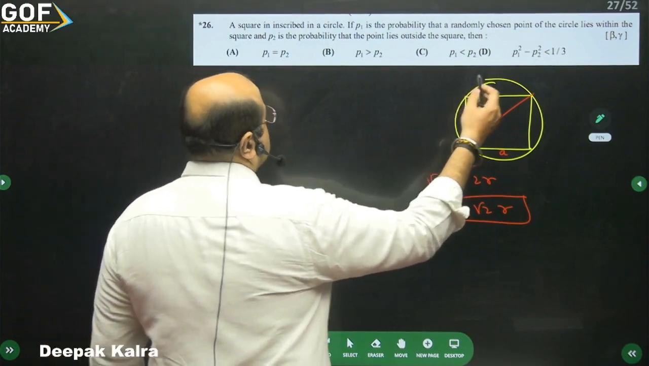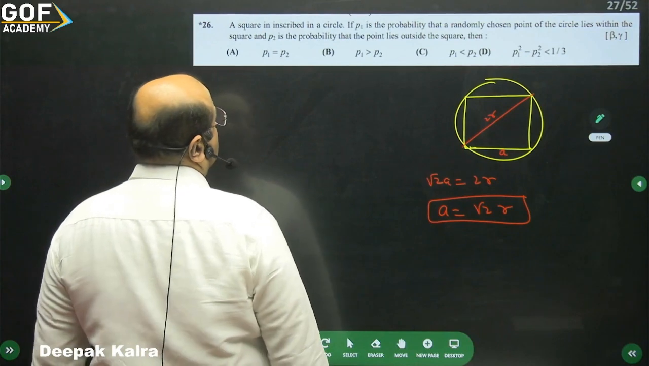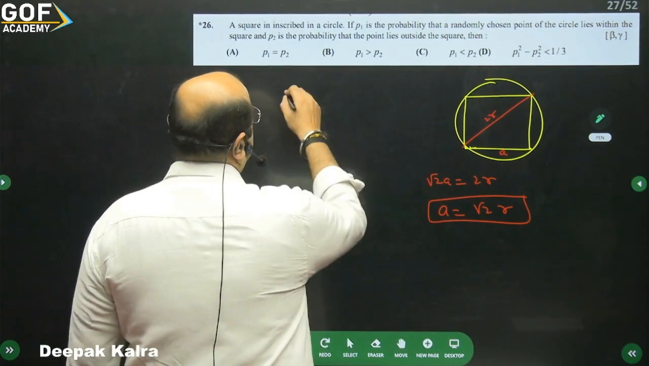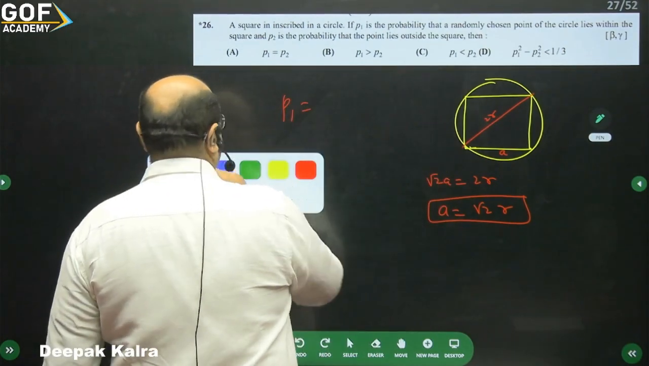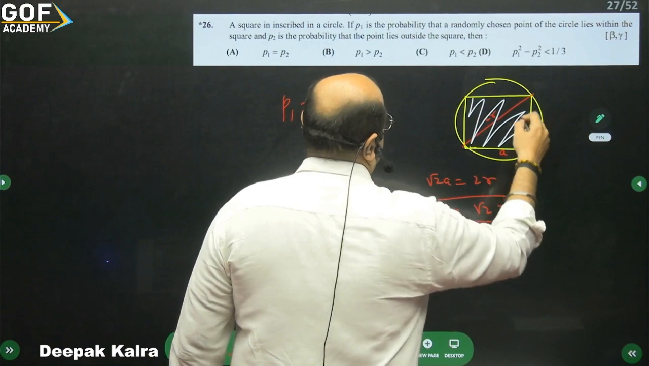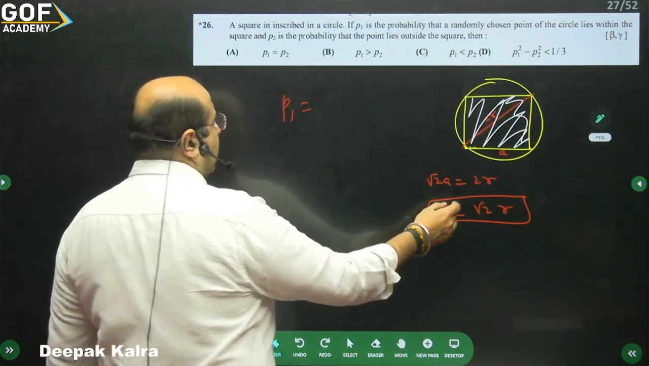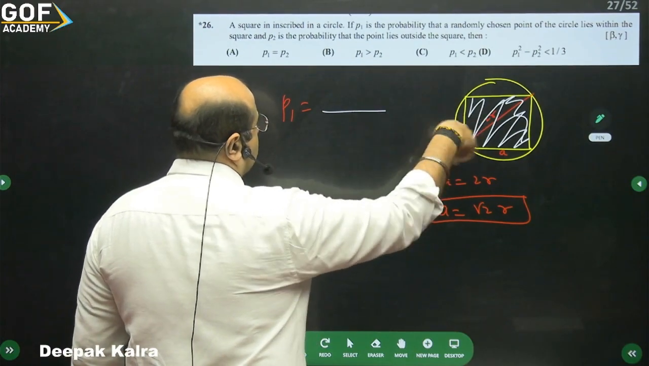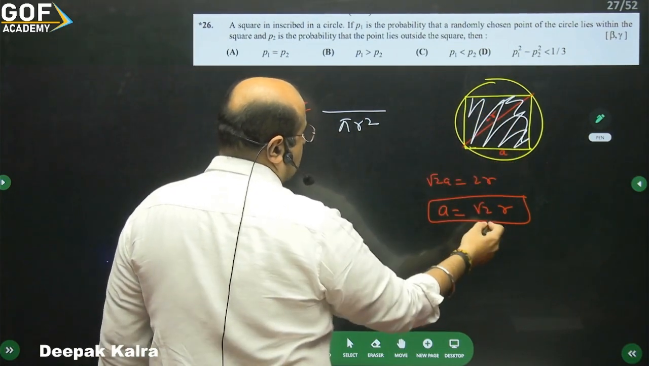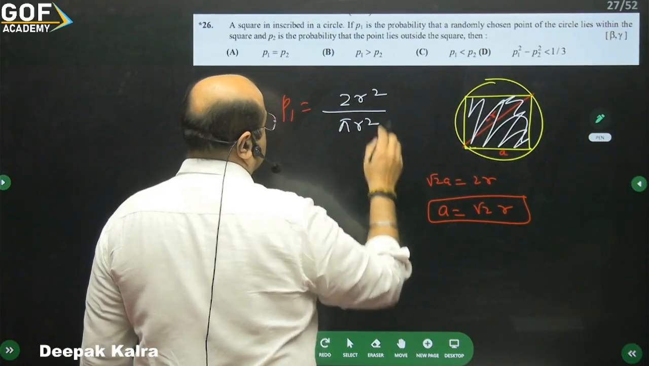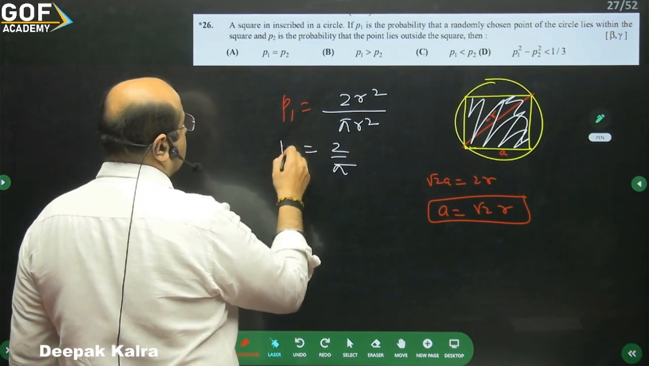The point lies within the square. So P1, it would be a kind of geometrical probability in which P1 is, it should lie in this region. So P1 would be nothing but total area is pi R square, and this area is side square, A square, that is 2R square. So 2 over pi. You understand that?